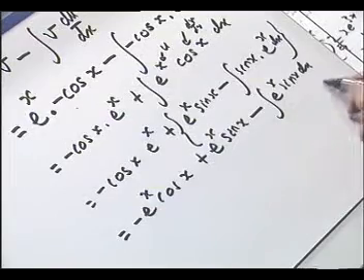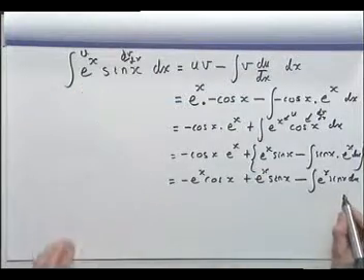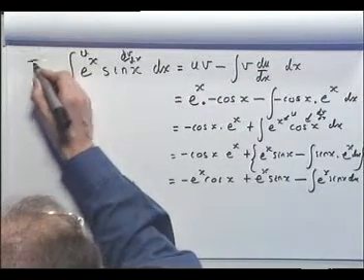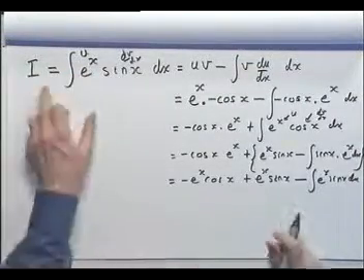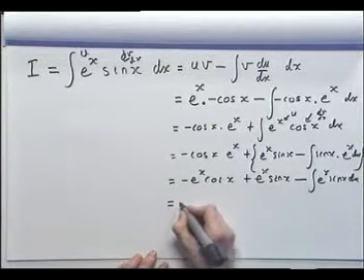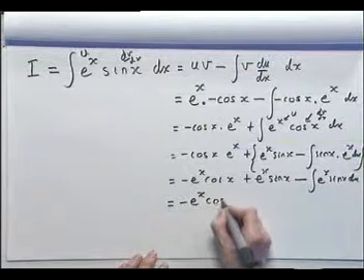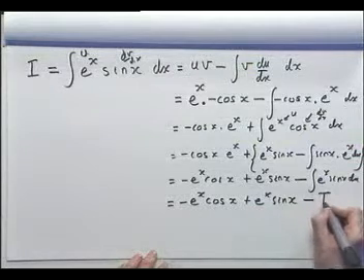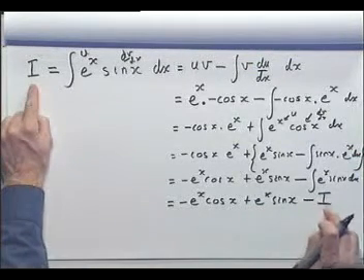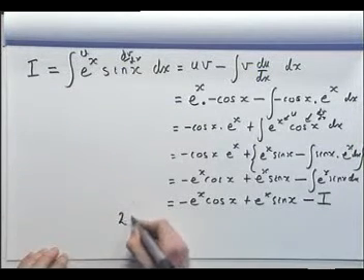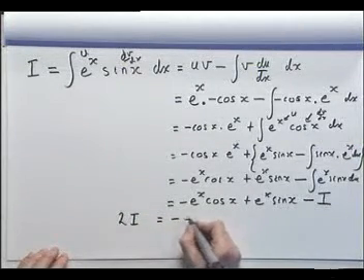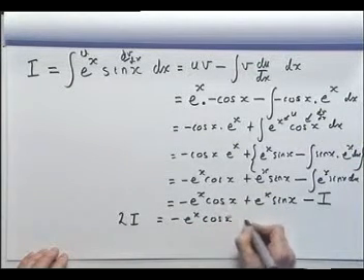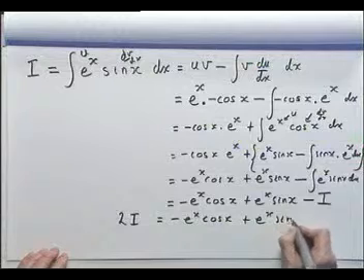But this is exactly what I started out with. It's the integral I began with. So if it's the integral I began with, let's call it I. Let's say I equals this integral. So what I've got here is a sort of equation for I. Minus I. And if I add I to both sides, I'll end up with 2I equals minus e to the x cos x plus e to the x sine x.